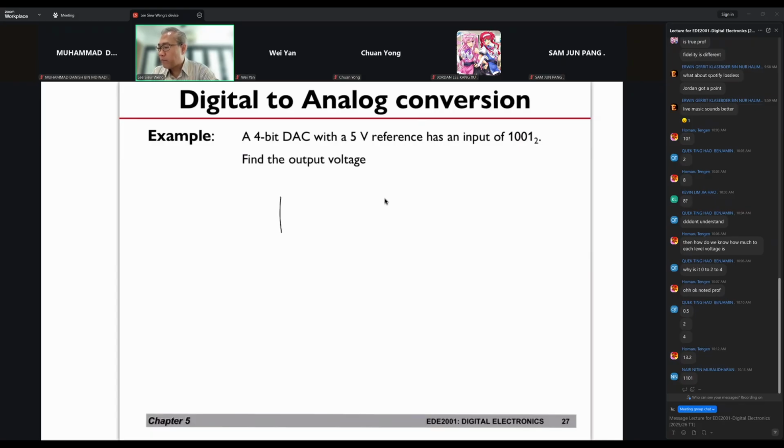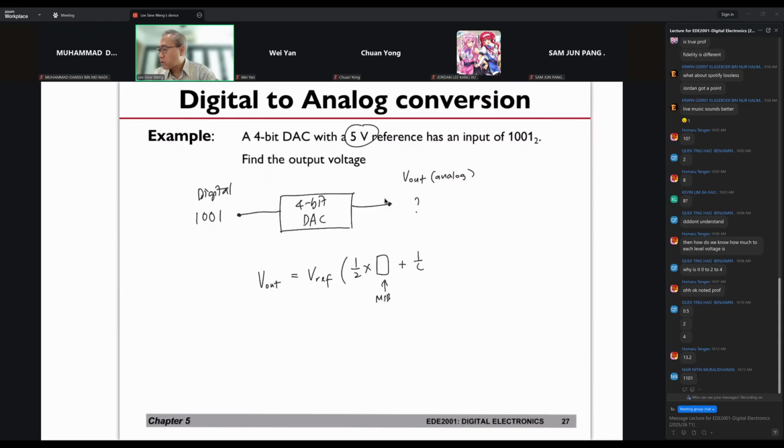Now I have a 4-bit DAC. The input to this is a digital input of 1001. I want to find out the output voltage, which is an analog voltage, given that the reference voltage is 5 volts. So simple. The Vout would equal Vref times 1/2 times the MSB, plus 1/4 times the next one, plus 1/8 times the next one, plus 1/16 times the LSB. So this is how it works.